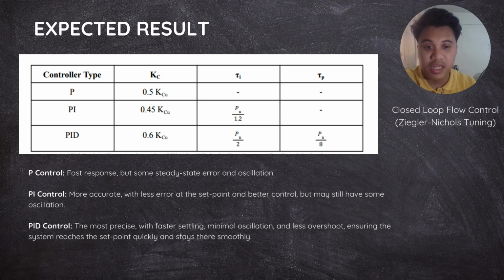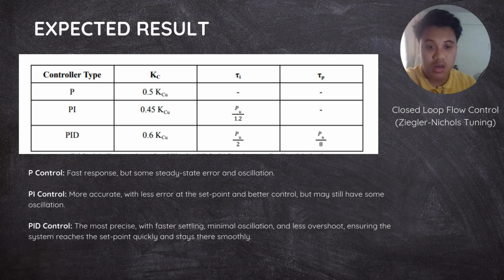For the PID controller, we can expect it to use all three parts: proportional, integral, and derivative. For the response, we can expect the fastest and smoothest response to change, as it not only reacts to the current error but also predicts future trend, which is derivative, and corrects past error, which is integral. For the oscillation, the system should settle down more quickly with less overshoot and fewer oscillations, leading to very smooth control.